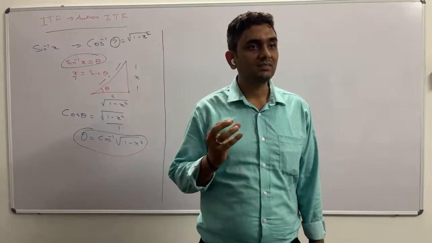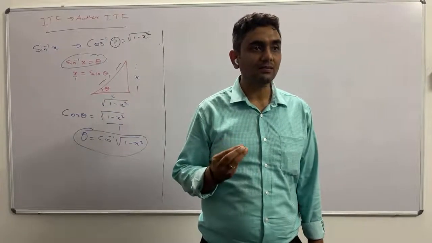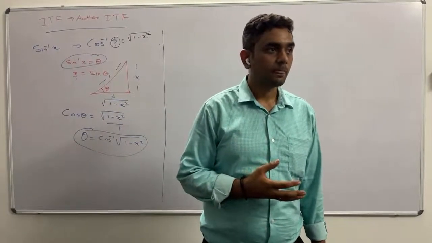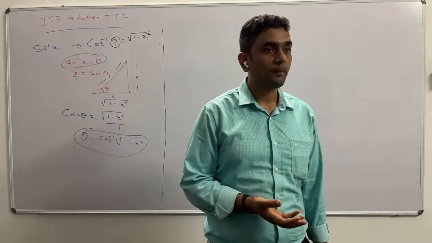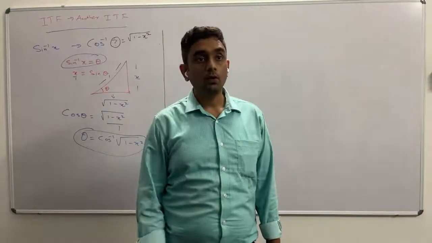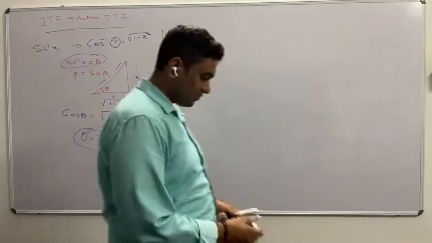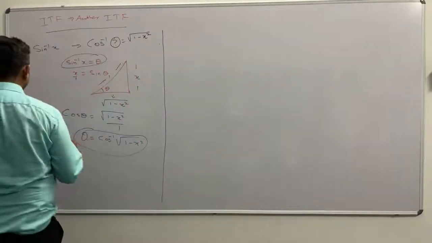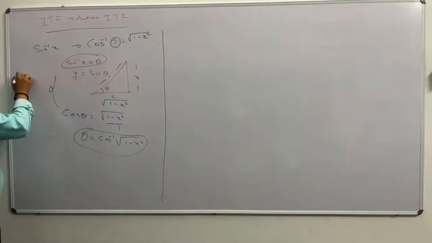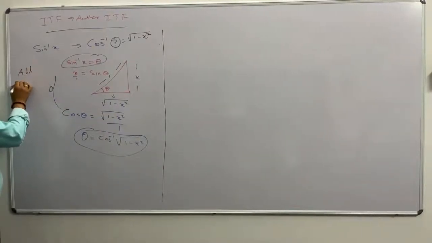See, sine x can also be negative. Cos x can also be negative. But when we take the square, we are assuming everything is positive. So effectively what we have done, this is only true if all angles lie in first quadrant.